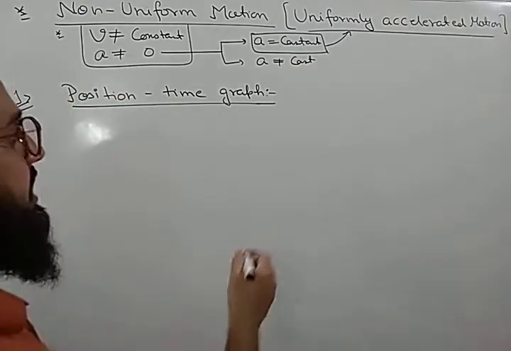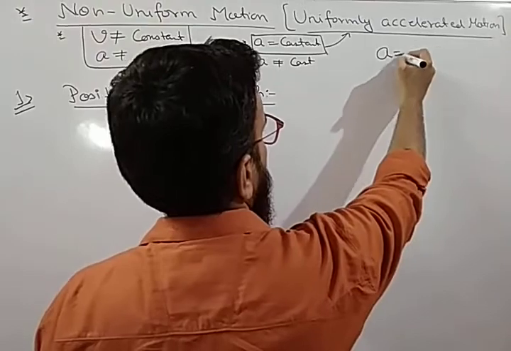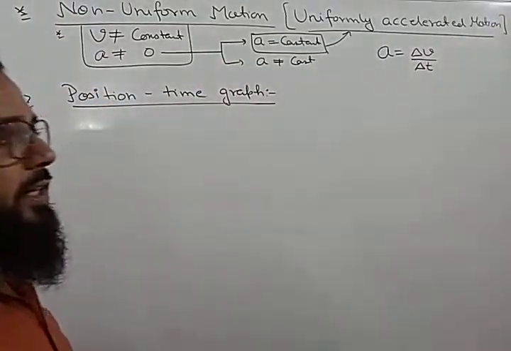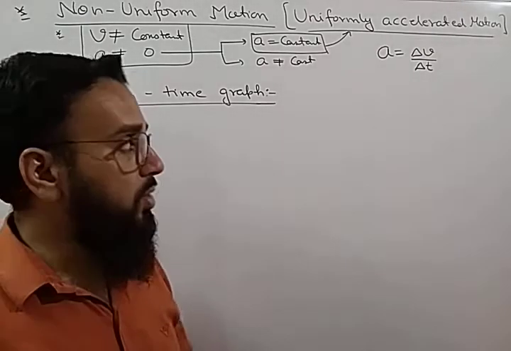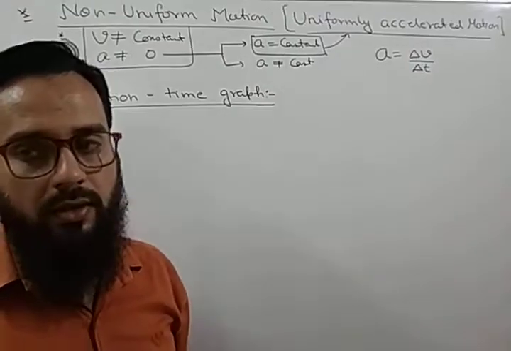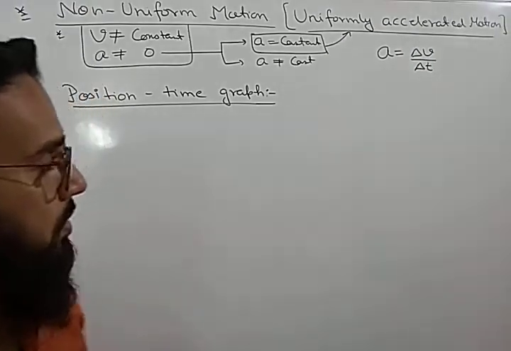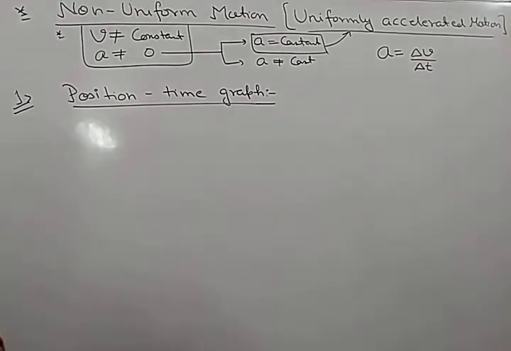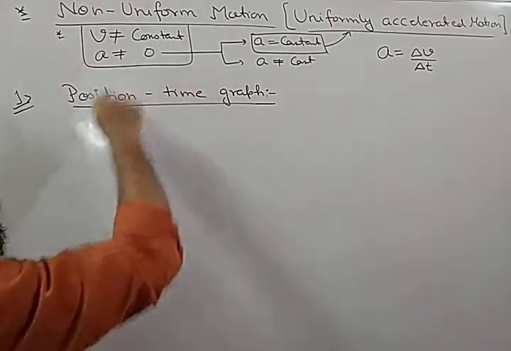We know the formula of acceleration. What is the formula of acceleration? It is delta v upon delta t, meaning the rate of change of velocity. So if the rate of change of velocity is constant, then we will say that acceleration is constant. Okay. So let us start the position time graph. We know the condition: velocity is not constant.